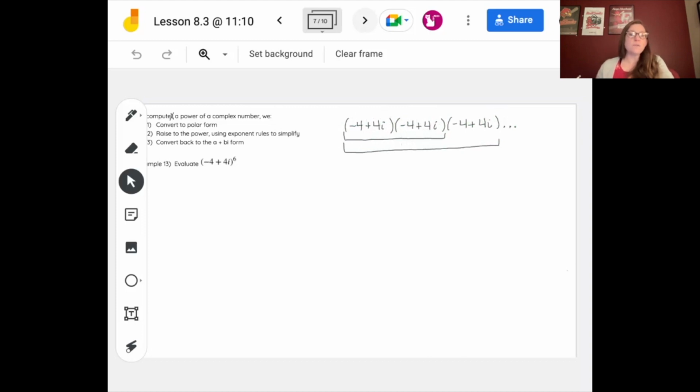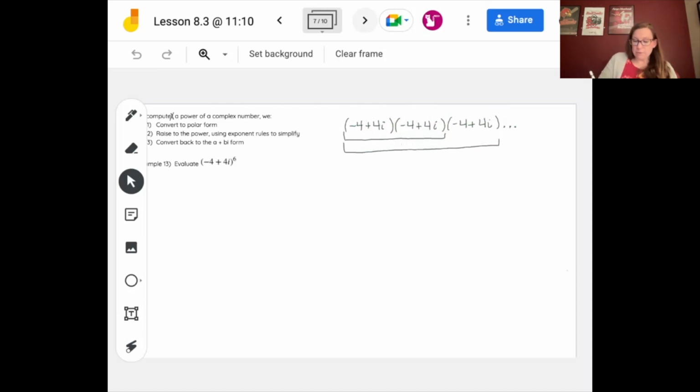So notice it says we're going to first start by converting it to polar form. Then we're going to raise polar form to the power it's given and simplify using our exponent rules, and then put it back into a plus bi. So then put it back into complex form. So while it seems like a lot of steps, it's not. And you'll be a lot more efficient with your time. And then further, a lot less room for error.